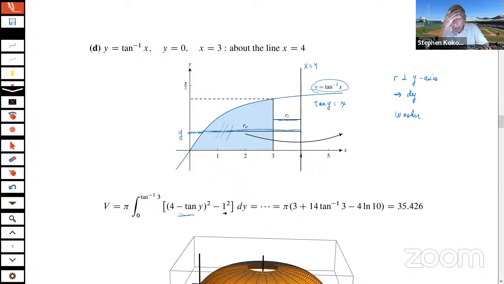And wait a minute here. How does y vary? It goes from 0 up to this value. And let's see, where does that intersect that curve? Well, y is equal to the tangent inverse of 3, right? I plug in x equal 3. So y varies from 0 to the tangent inverse of 3, which looks very awkward. We don't usually see something like that. But there's my expression for the integrand.